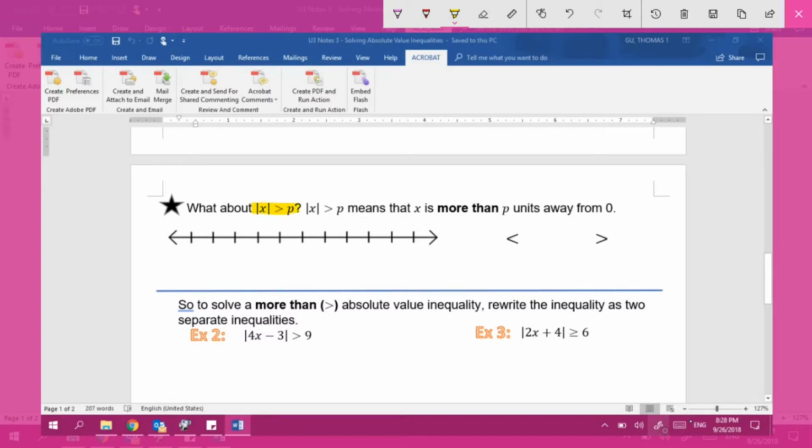Absolute value of x is more than p means that x is more than p units away from 0. So once again, if I have 0 right here, and let's say I have p units right here, and p units right here, positive p would be right there, and we'd be negative p over here. Okay, and greater than, so we're going to just use open circles like this. Okay, it's more than p units away from 0.